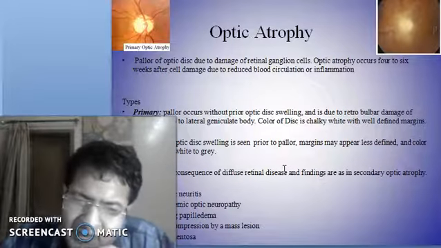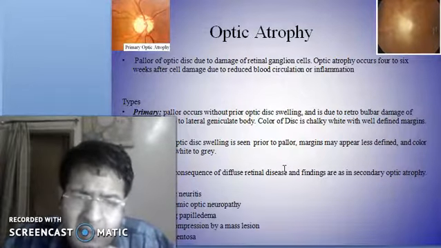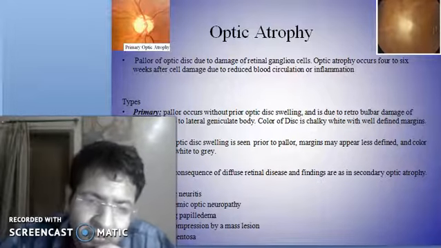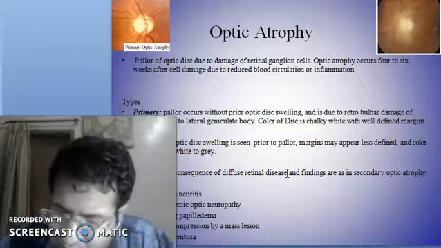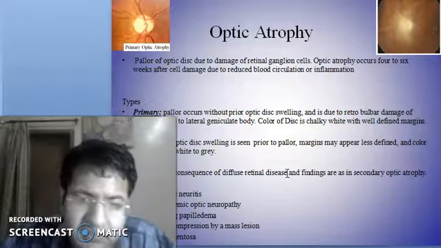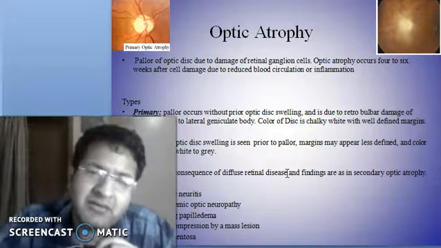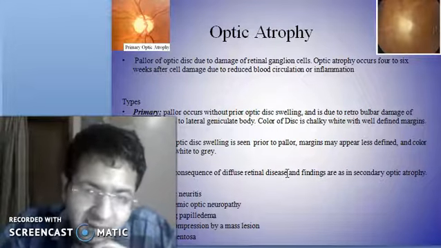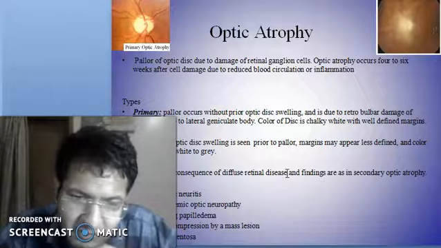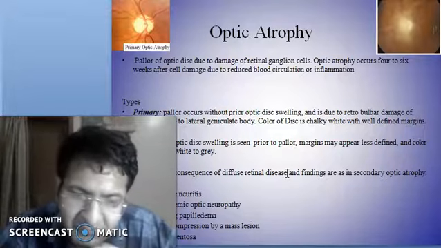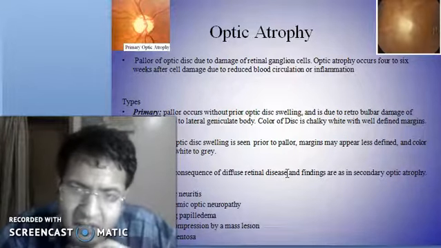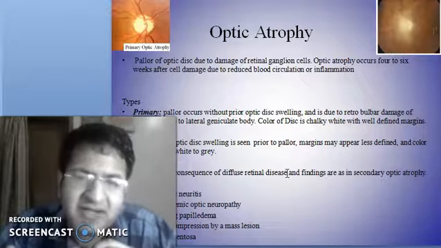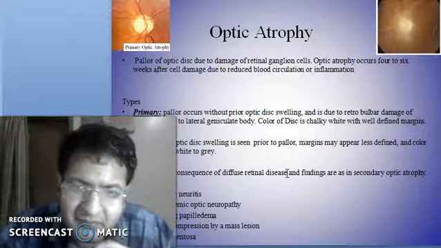Okay. After ION, AION, papilloedema, whenever there is a chronic inflammation, the optic nerve can go into pallor. It may not work and present as an optic atrophy. What is an optic atrophy? Pallor of the optic disc due to the damage of the retinal ganglion cells, the fibers of the retinal ganglion cells, and optic atrophy occurs 4 to 6 weeks after this ganglion cell damage.